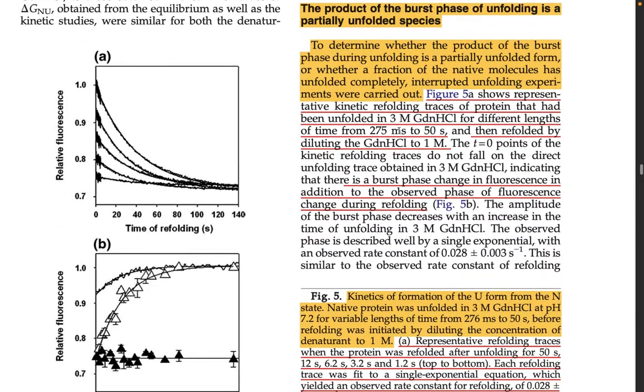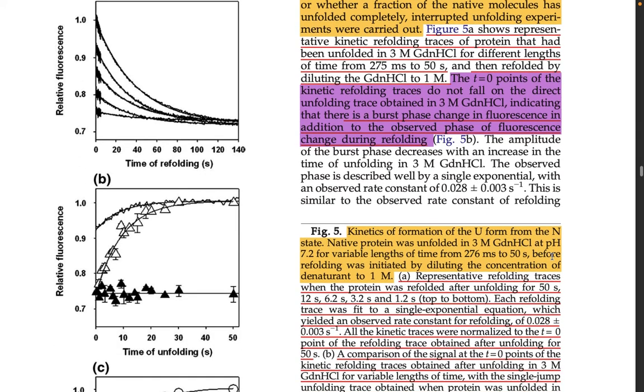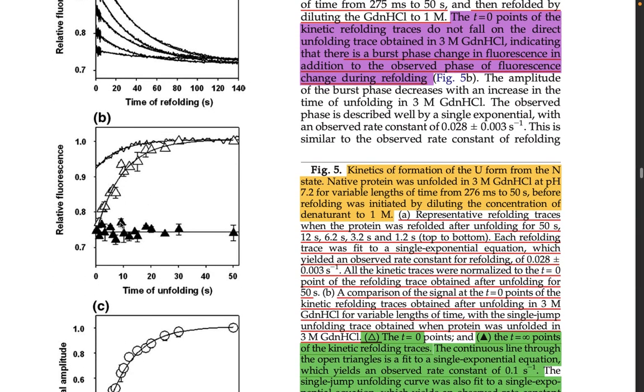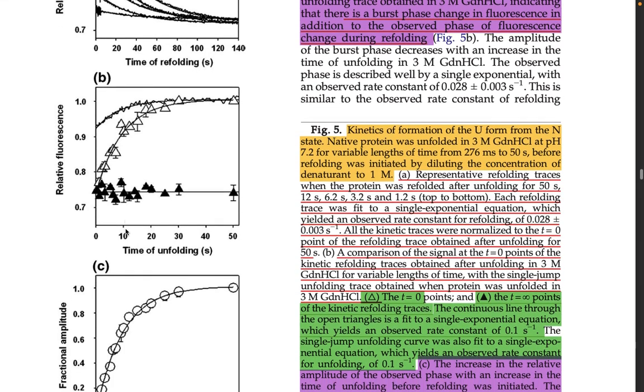So now here it says that the t equal to 0 points of the kinetic refolding traces do not fall on direct unfolding traces obtained in 3 molar guanidinium hydrochloride, indicating that there is a burst phase change in fluorescence in addition to the observed phase of fluorescence change during refolding. So this is t equal to infinity, right? So in B, what does B say?